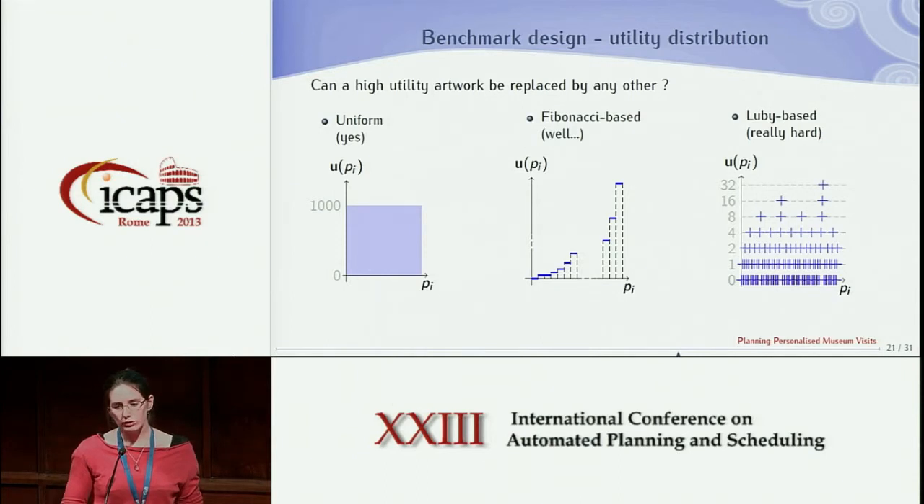We wanted to define benchmarks with different utility distributions, and the question we asked ourselves about the utility distribution is the following: can a high utility artwork be replaced by any other one in the museum? We tried to define three utility distributions that give a different answer to this question. The first distribution is uniform, so any high utility artwork can be replaced by any other one; you can find another artwork quite easily. In the second one, a Fibonacci-based distribution, it will be quite hard to replace any high utility artwork by another. And in the Luby-based distribution, it will be quasi-impossible to replace masterpieces by any other artwork.